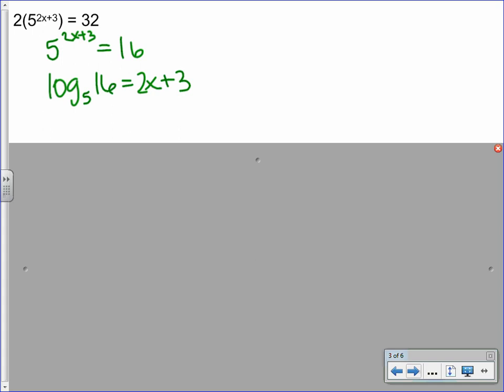With that number, what are we going to do with it to get x by itself? You said it, Cassie, what are you saying? Subtract 3. And then with that number, divide by 2. So you're taking log base 5 of 16, you're subtracting 3 and dividing everything by 2. What do we get? Excellent.